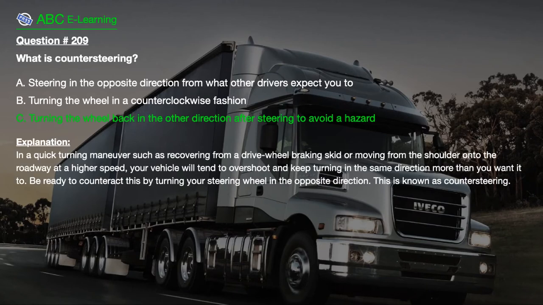The correct answer is C. Turning the wheel back in the other direction after steering to avoid a hazard. Explanation. In a quick turning maneuver such as recovering from a drive wheel braking skid or moving from the shoulder onto the roadway at a higher speed, your vehicle will tend to overshoot and keep turning in the same direction more than you want it to. Be ready to counteract this by turning your steering wheel in the opposite direction. This is known as countersteering.